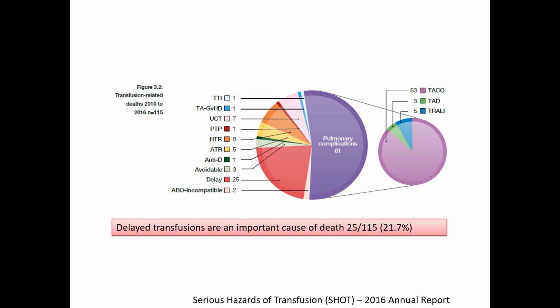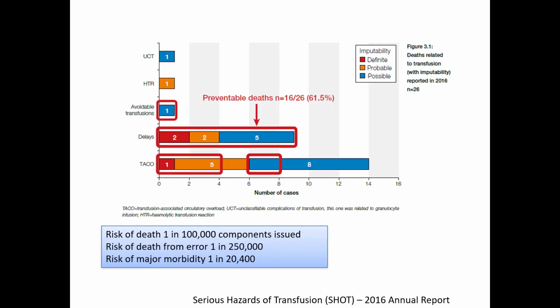And of these, pulmonary complications are quite common, and of the pulmonary complications, transfusion-associated circulatory overload is also quite common. And in 2016, they reported 26 cases of patients who had significant morbidity and actually mortality related to transfusions. And of these, transfusion-associated circulatory overload was a significant one. And we're hoping that with a restrictive transfusion practice, it would lead to a reduction in unnecessary overtransfusion in patients.